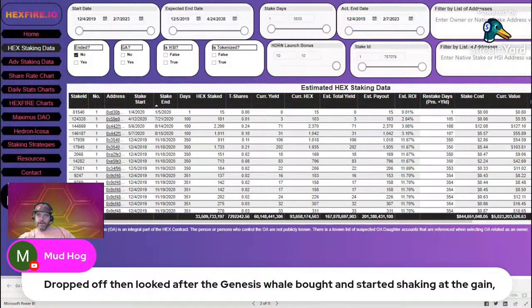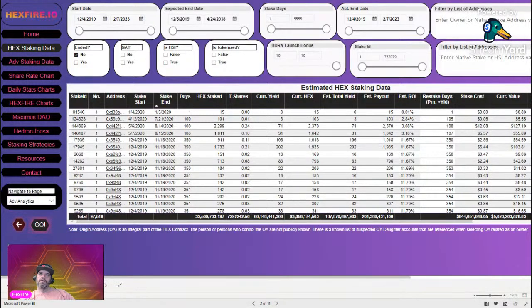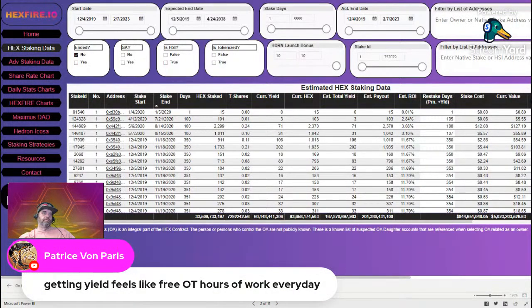Yeah, Mudhog, got it. Very similar. I think for me, I got sidetracked with stupid COVID. That was the big thing. Yep, yield is like OT hours. I can see that.